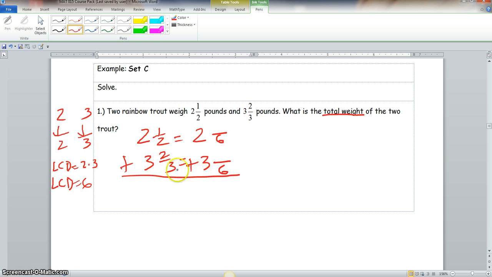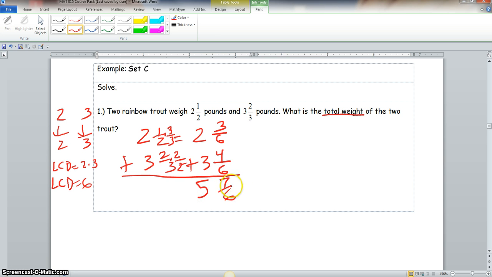So we would say 6 divided by 3 is 2. So we'll multiply this numerator and denominator by 2. 3 times 2 is 6 and 2 times 2 is 4. Now we say 6 divided by 2 is 3. So we multiply our numerator and denominator by 3. 2 times 3 is 6, and 1 times 3 is 3. So now we add them. 3/6 plus 4/6 is 7/6, and 2 plus 3 is 5.